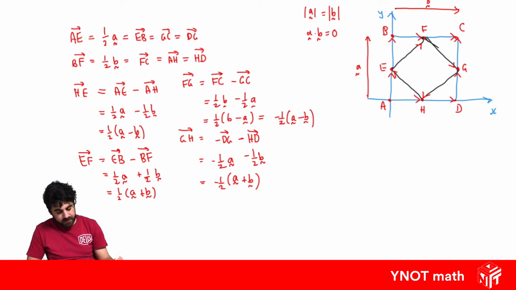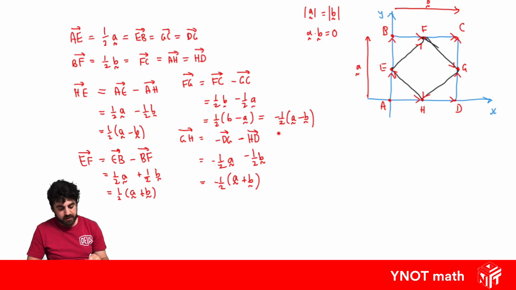And we can see that HE and FG are the same, they only differ by the negative sign, which means that they have to be parallel, because a negative sign in front of a vector, all it does is flip the vector in the opposite direction, so it means they have to be parallel.